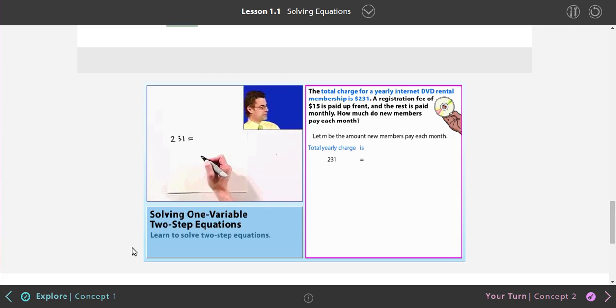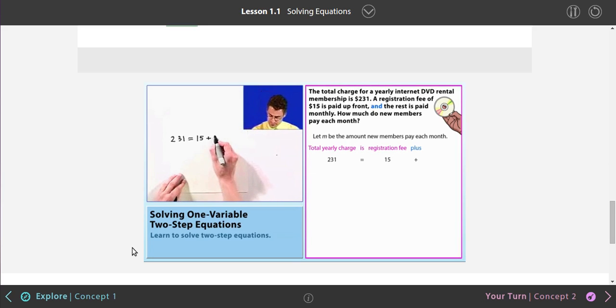And how's that amount actually going to be distributed? Well, you pay $15 up front. So you just pay $15, and that means plus the rest is paid monthly. So within 1 year, that's 12 months. How much are we paying monthly? We're calling that M. So we have 12M.